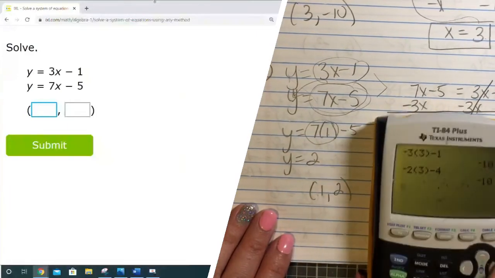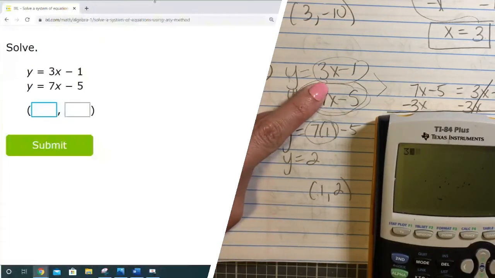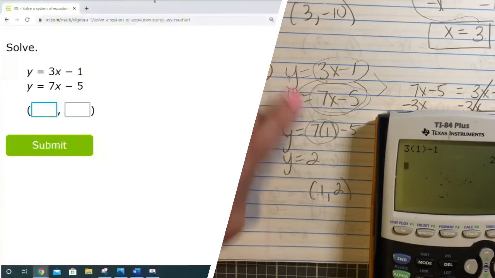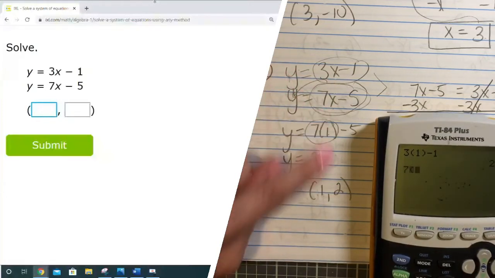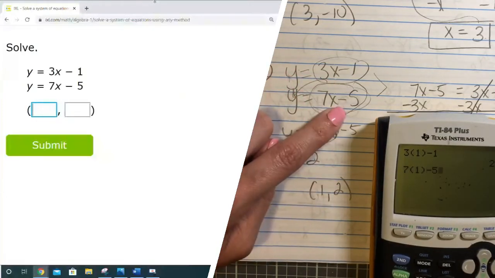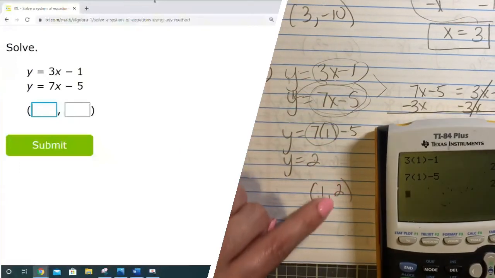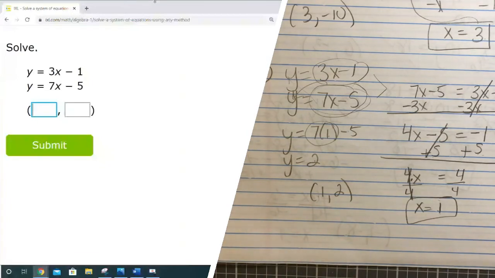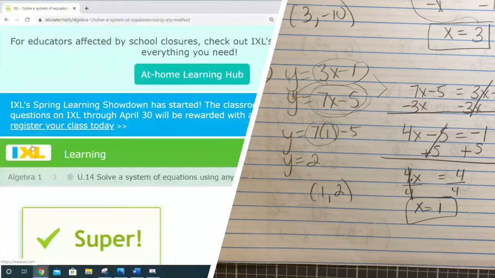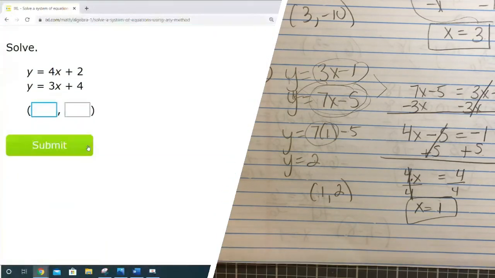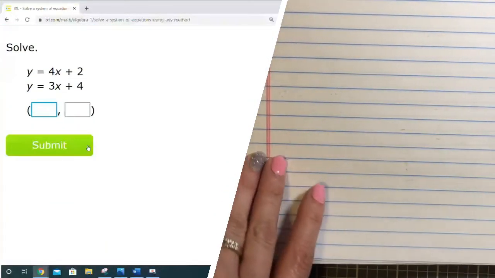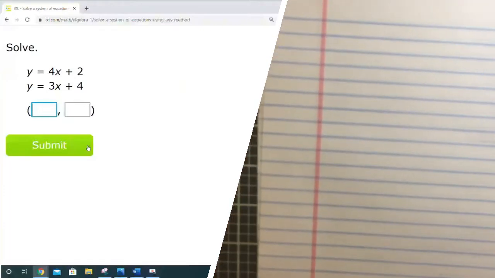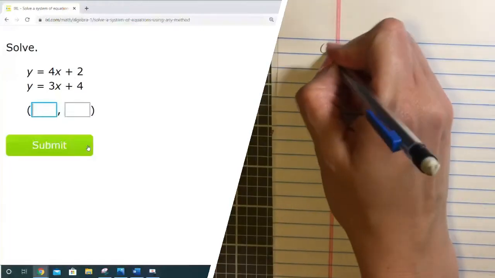So let's go ahead and check this to make sure. So 3 times x, which we say is 1, minus 1, does that equal 2? Yes, it does. And 7 times 1 minus 5. Does that equal 2? Yes, it does. So you can see it there. So we checked it to make sure it equaled, and we're going to type in 1, 2 for our answers. Okay? Super, woohoo!